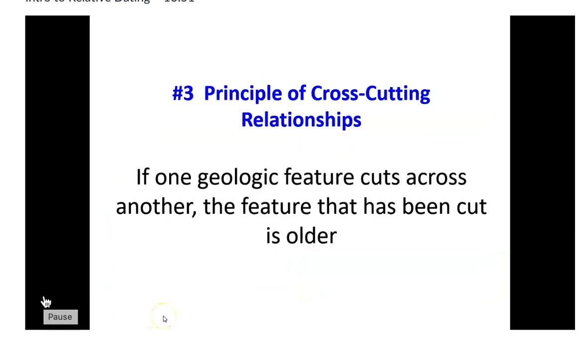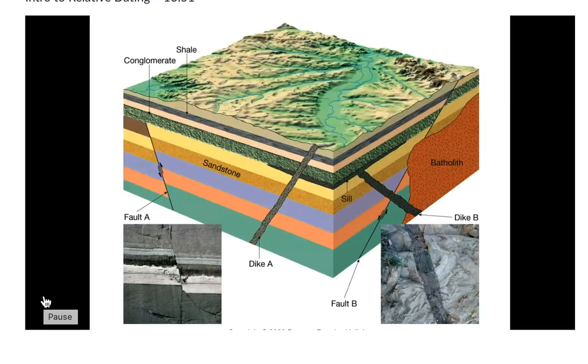The next principle of relative dating is the principle of cross-cutting relations. And that states that if one geologic feature cuts across another, the feature that has been cut is older. By feature, we're referring to either a fault, a break in the rock, or an igneous intrusion.